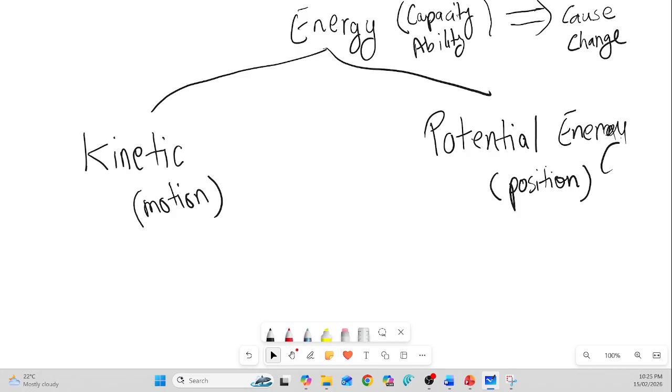Then there are various types of kinetic energy. We will know about those, and then we will have various types of potential energy. We will know about those too. And once we have known about it, we are done with today's lesson. So that's it. Let's start.